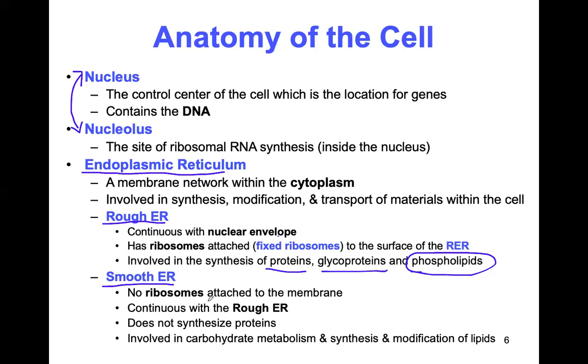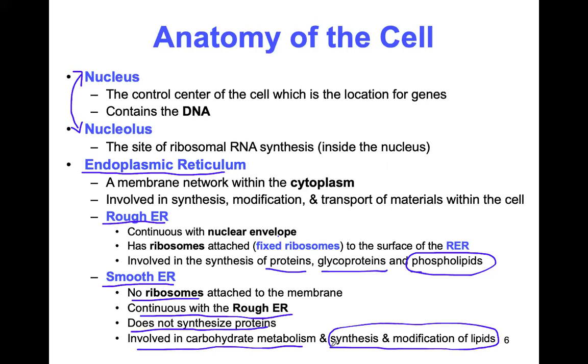The smooth ER has no ribosomes. It's continuous with the rough ER, but this one does not synthesize proteins. Well, what's it going to do? Well, this one's involved in carbohydrate metabolism and the synthesis and modification of lipids, which are fats. So it's different, okay? The smooth ER is involved in carbohydrate metabolism and the production and the modification of lipids.